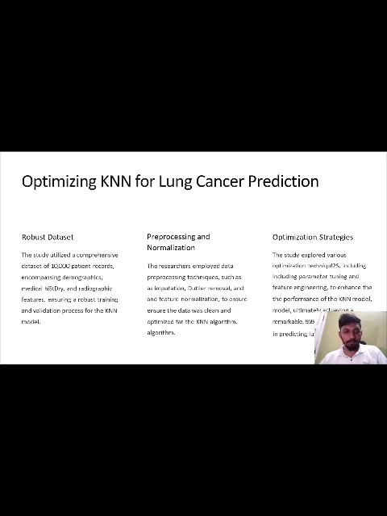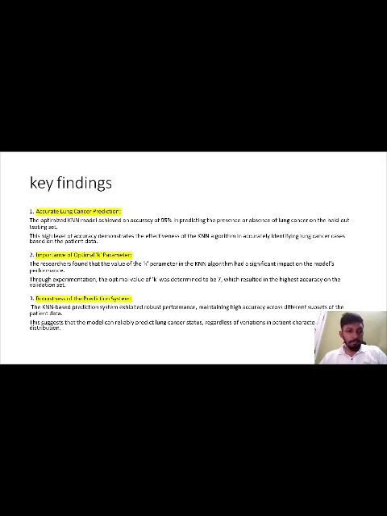Key findings. Point number one, accurate lung cancer prediction. The optimized KNN model achieved an accuracy of 95% in predicting the presence or absence of lung cancer on the held out testing set. This high level of accuracy demonstrated the effectiveness of the KNN algorithm in accurately identifying lung cancer cases based on the patient data. Point number two, importance of the optimal K parameter.